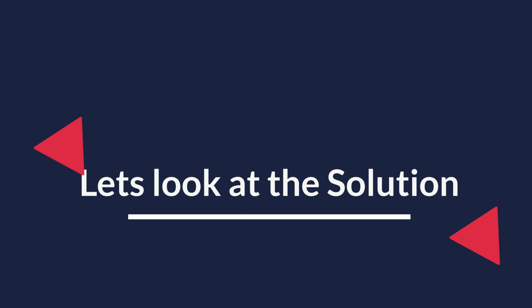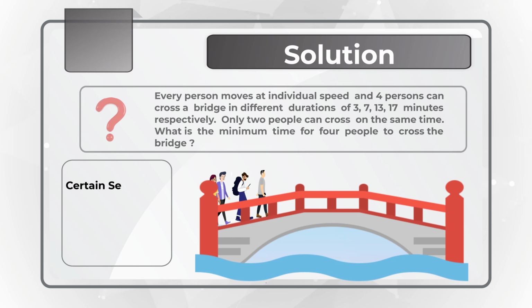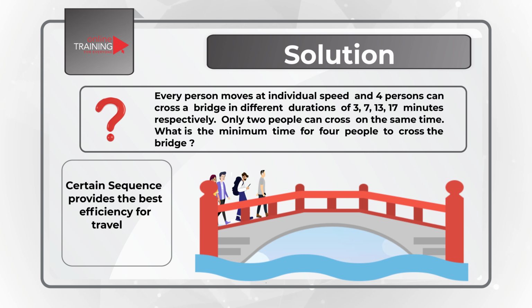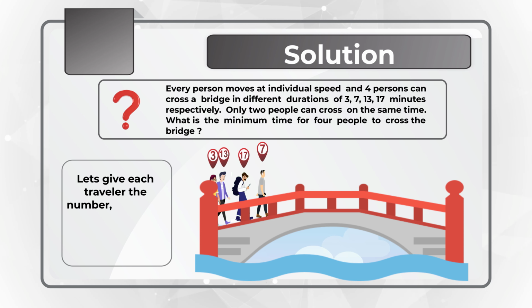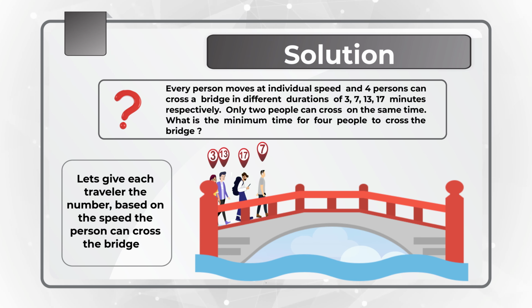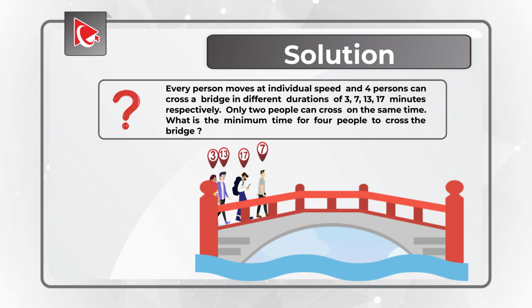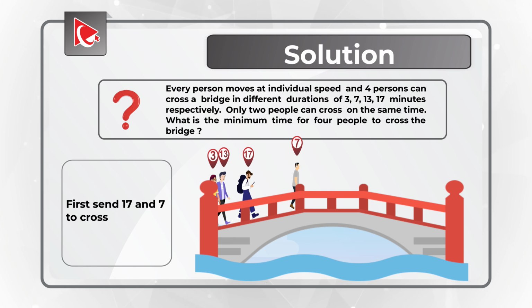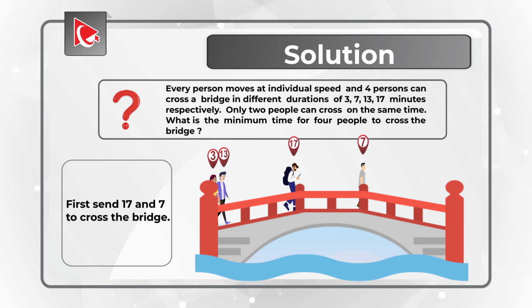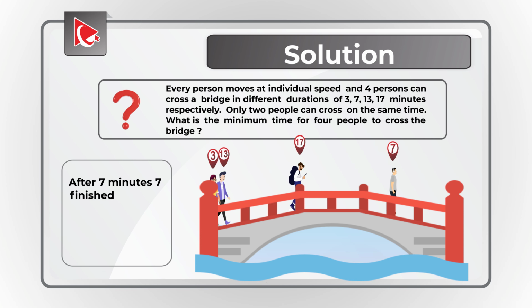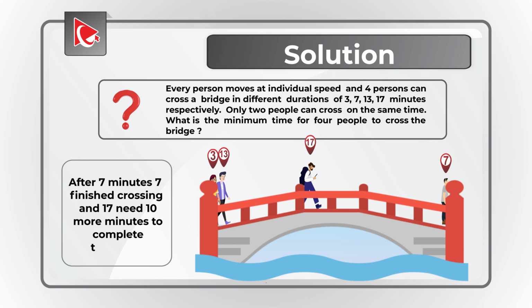As you might have determined, certain sequence provides the best efficiency for travelers to cross the bridge. Let's give each traveler the number based on the speed this person can cross the bridge. We will first send number 17 and 7 at the same time to cross the bridge. After 7 minutes, number 7 finished crossing the bridge, and number 17 needs additional 10 minutes to complete the travel.